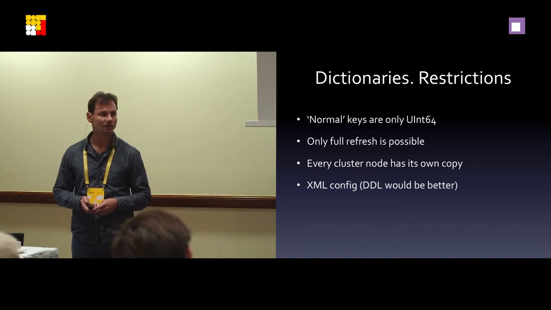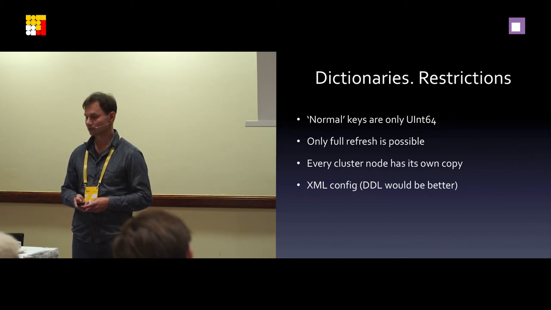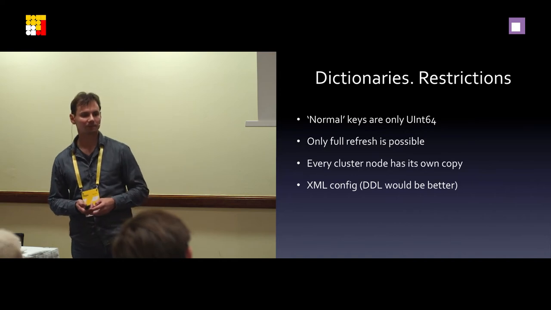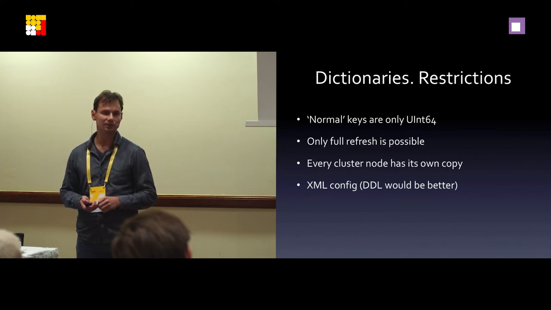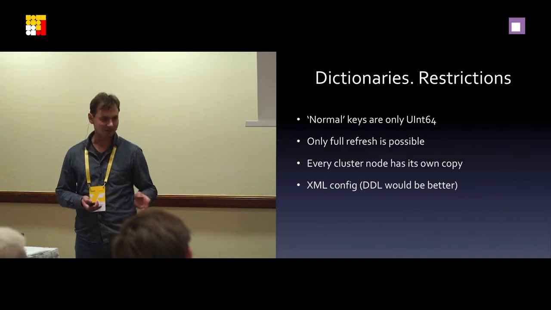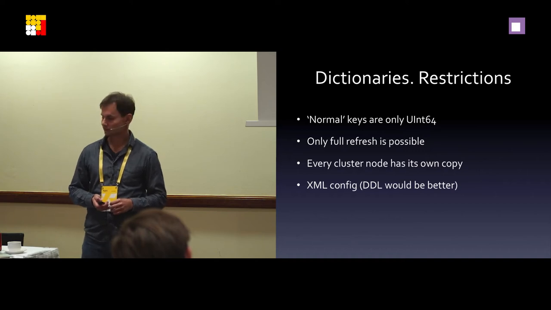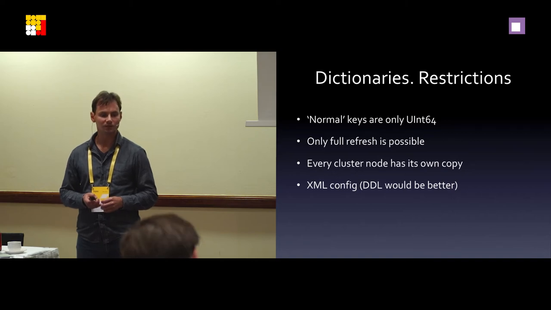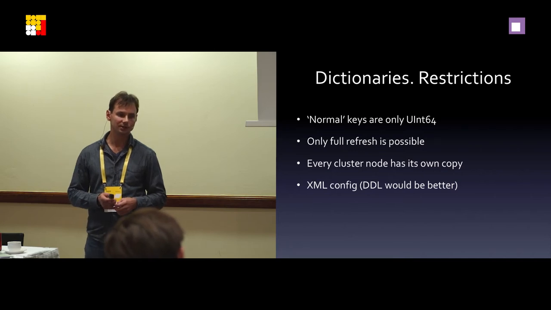There are a few restrictions that you should be aware of. Dictionary keys, standard keys, are only unsigned int 64. Yandex is a very positive company. When we started to work with ClickHouse, they didn't support negative primary keys at all, because they are very positive. They fixed that bug very quickly, but still there are some remains, for example, in dictionaries. If you want to have keys of different data types, you can do that with some extra configuration steps.